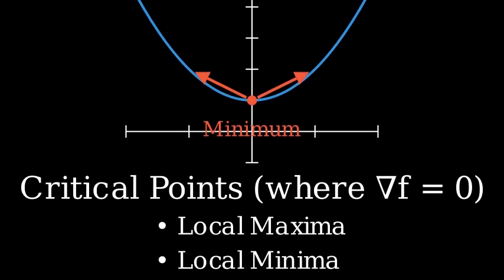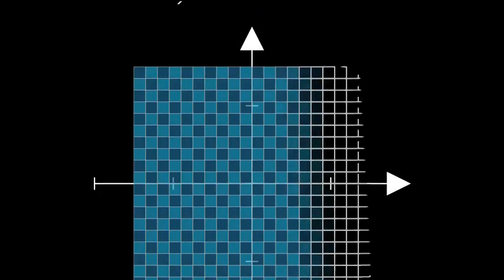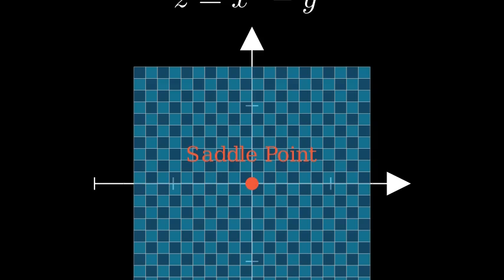Speaking of saddle points, these are interesting cases where the gradient is 0, but the point is neither a maximum nor a minimum. A saddle point is like the center of a saddle shape, where in one direction it's a maximum, and in the perpendicular direction, it's a minimum. For example, consider the function z equals x squared minus y squared. At the origin, the gradient is 0, but it's a maximum along the y-axis and a minimum along the x-axis, a classic saddle point. So, how do we determine whether a critical point is a maximum, minimum, or saddle point?